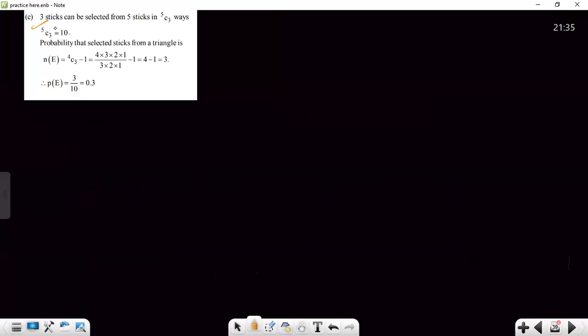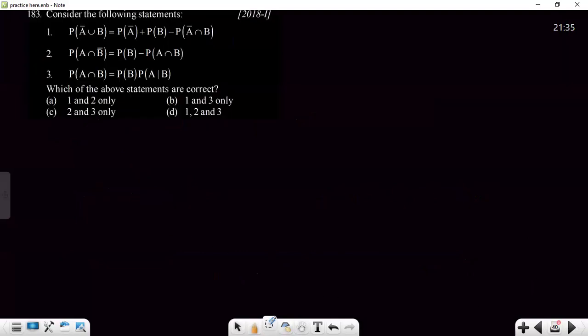Yes. Here we can see their method is a little out of track, unexplained. Consider the following statements, and we have to tell which statements are correct. Okay, these are the options. This is a question of 2008.